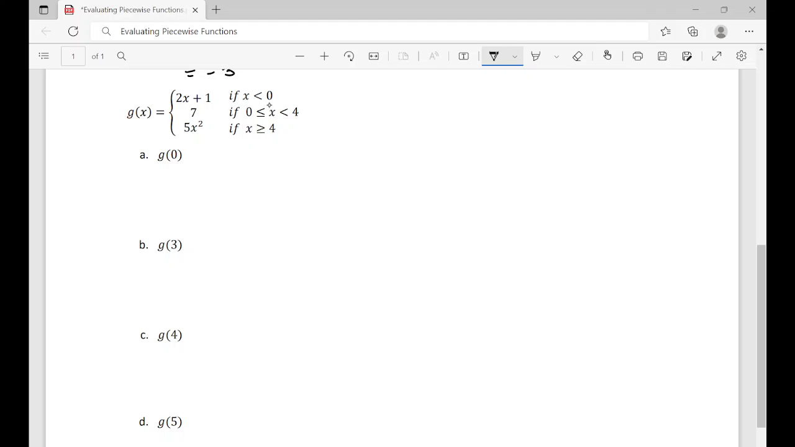So taking 0, we plug it into the first one, 0 less than 0, which is obviously not true. So it can't be the first, so we'll try the second one. 0 less than or equal to 0, which is true, and it's less than 4, which is obviously true. So that means we're going to use the middle one. Now, there's no x value to plug 0 into, so all we have is 7. So 7 is our answer.